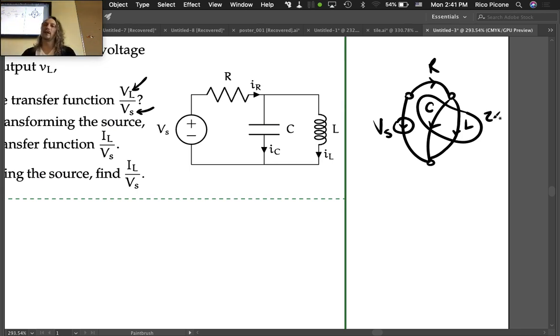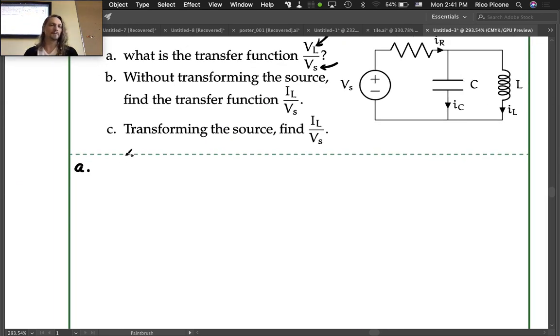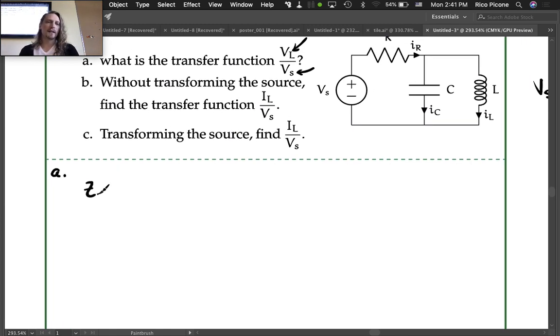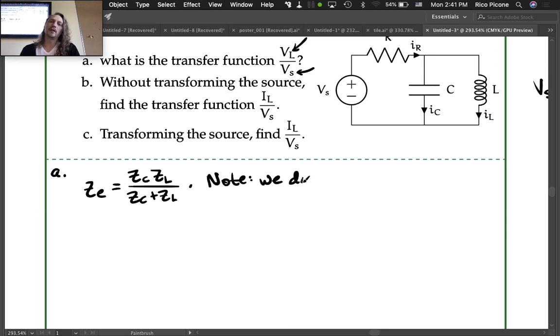Okay. So let's combine these into an equivalent impedance, ZE, shall we? ZE equals ZC ZL, I really try to make that look like an L, divided by ZC plus ZL. Okay. Note, this is an important note, we didn't lose VL, because VL is equal to the voltage of this equivalent impedance, so we'll call it VE. So good.